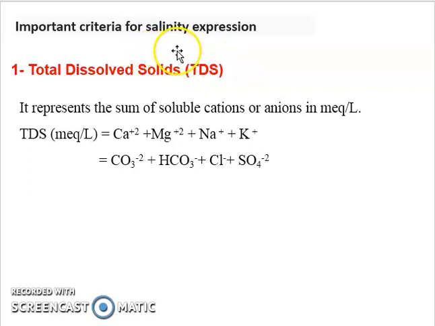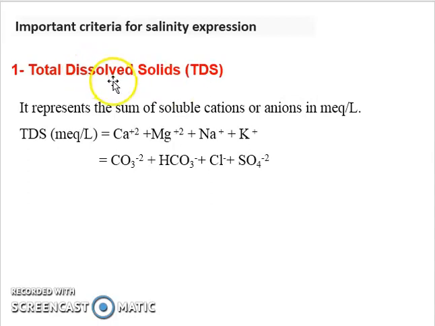How do we express salinity? We have an expression called total dissolved solids, or TDS. It represents the sum of soluble cations or anions in the soil in milligram per liter, or milliequivalent per liter. It's a unit of expression of the salt: milligram per liter of water extracted from the soil.